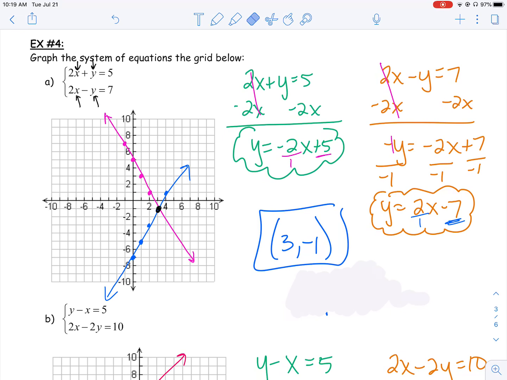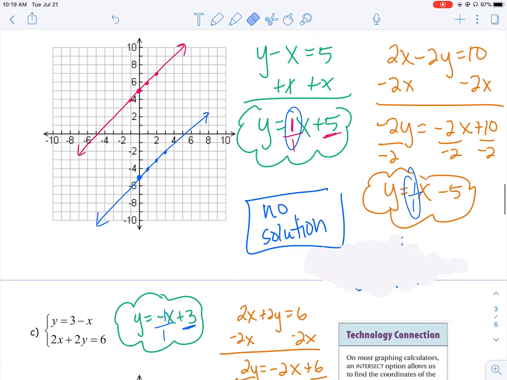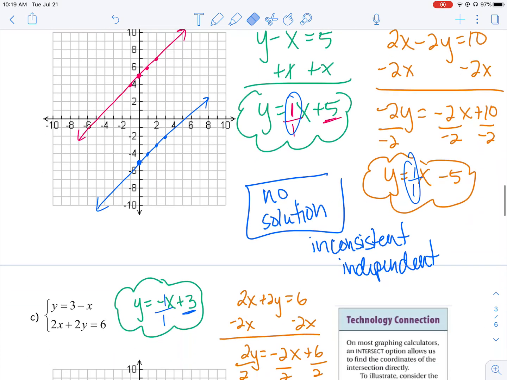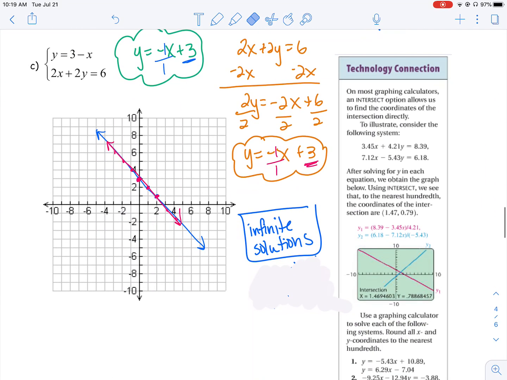All right, on A, because it has one solution, remember it's consistent because it has a solution, and they're independent of each other. So consistent and independent. What about B? B had no solution. They were parallel lines. That means it's inconsistent, but they were still independent lines, two different lines. And on C, there was an infinite number of solutions because they were the same exact line. Now, because there was a solution, we can say it's consistent and they're dependent of each other. Whatever the first one is depends on whatever the second one is because they're the same exact line.